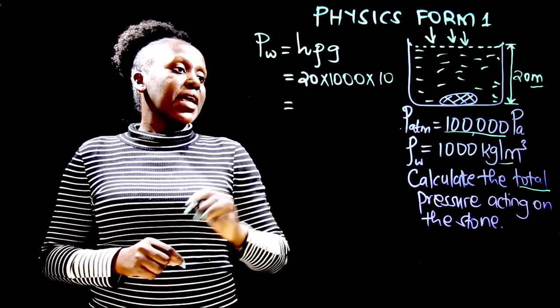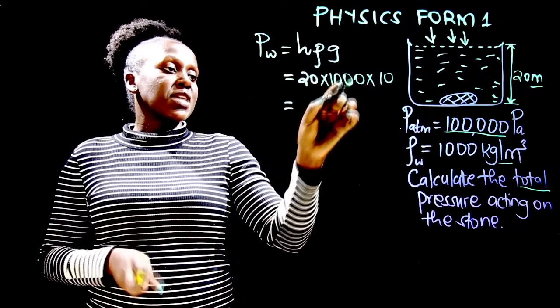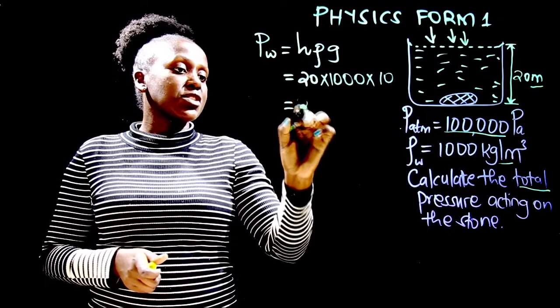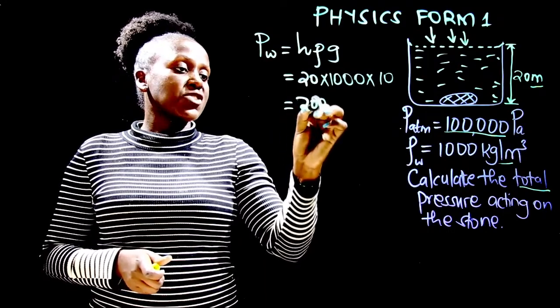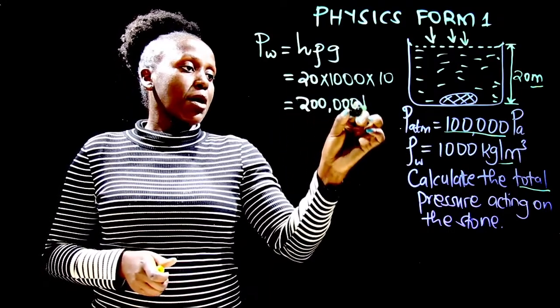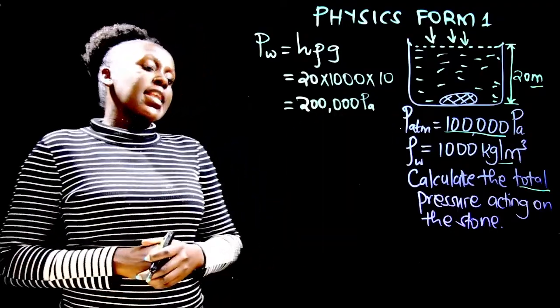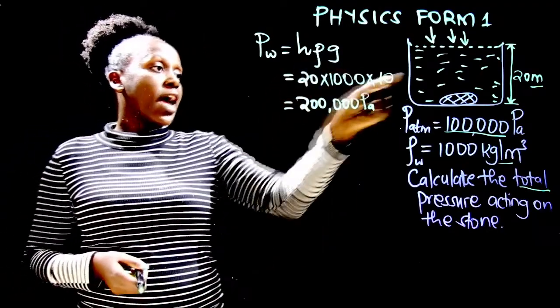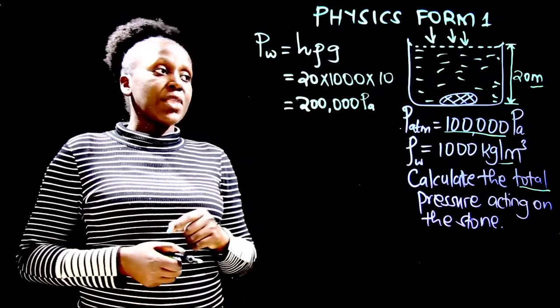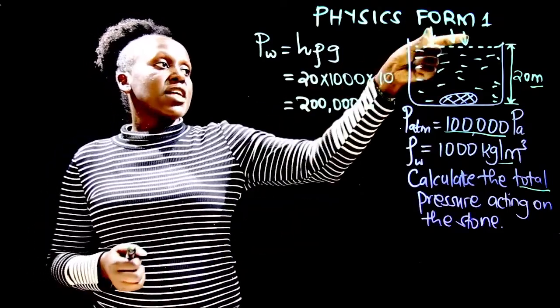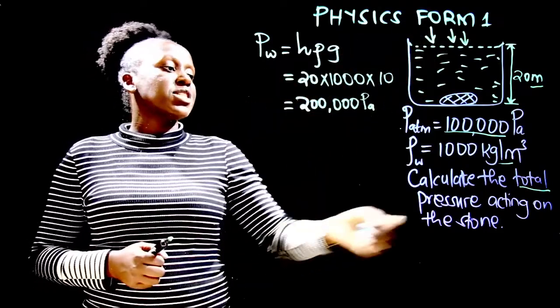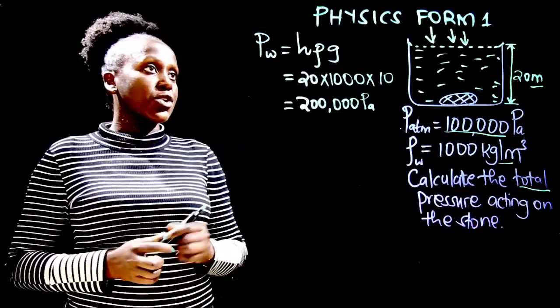So if we multiply this, we have 20 times 1000 times 10, which is equal to 200,000 pascals. Now, having obtained the pressure due to the height of the water, we are now going to add the atmospheric pressure to obtain the total pressure acting on the stone.